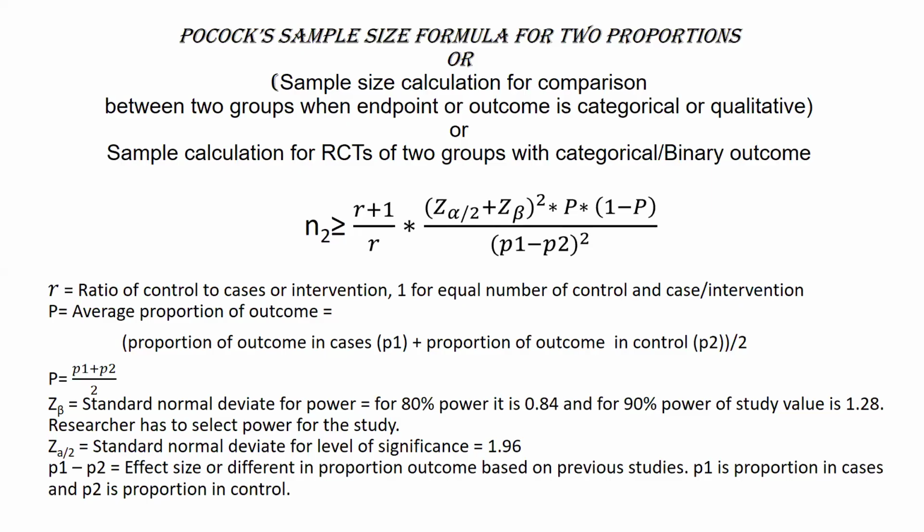What is P1? P1 is the intervention group, and control group is P2. So P1 is 30 minus 50, that is 0.3 minus 0.5. So what comes? Please tell me. 0.3 minus 0.5 is minus 0.2.